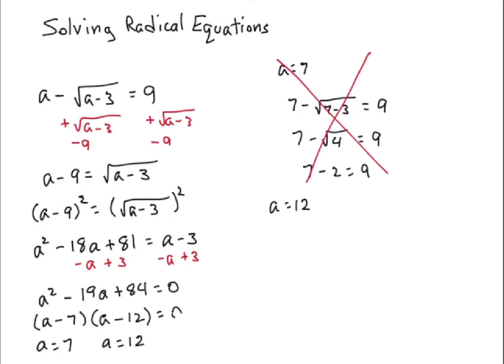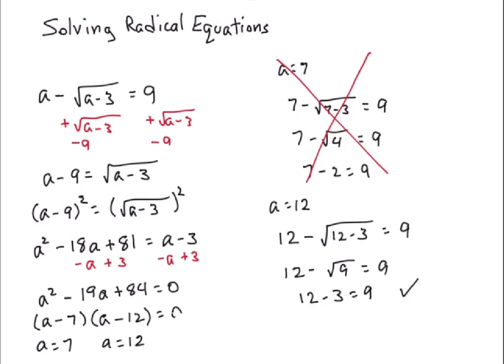If we plug in 12, we get 12 minus the square root of 12 minus 3 equals 9. So we get 12 minus the square root of 9 equals 9, which is 12 minus 3 equals 9, which is correct. So 7 was a false solution, 12 was an actual solution, so this equation only has the single solution, a equals 12.